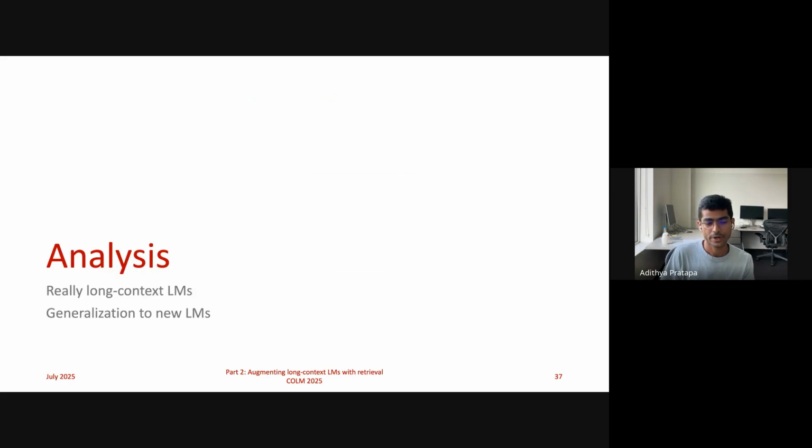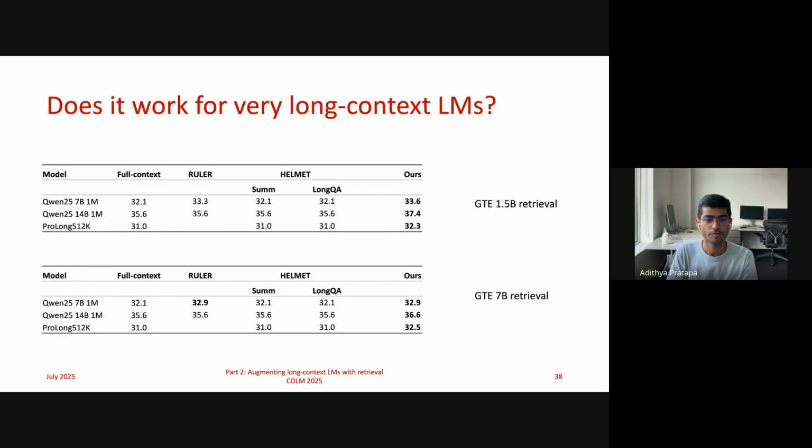But we also wanted to understand 2 specific points here. Specifically, will our method work for really long context models? And will it also generalize to models that are not part of our silver panel? So first, what happens when we have really long context models? We look at the Qwen 2.5 models, which have a 1 million token context window. And we also look at the ProLong model, which has a 512K context window.